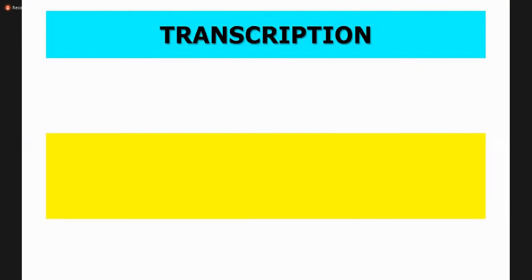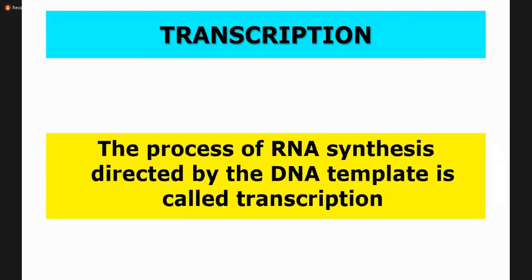process. Transcription is simply the synthesis of RNA from DNA, and it is formally defined as the process of RNA synthesis directed by the DNA template. Now, many students have a misconception that only messenger RNA is synthesized by the transcription process, but in reality, all types of RNAs are synthesized through transcription. But for our ease, we always explain messenger RNA synthesis just to keep it simple.